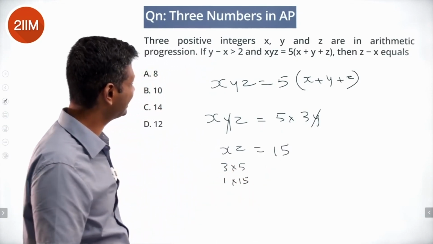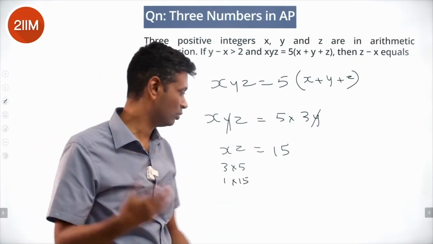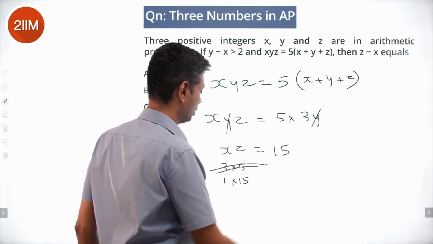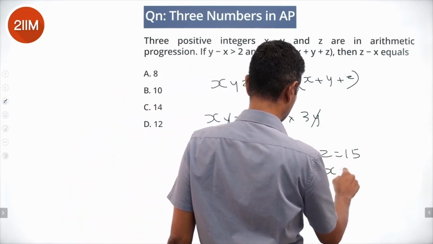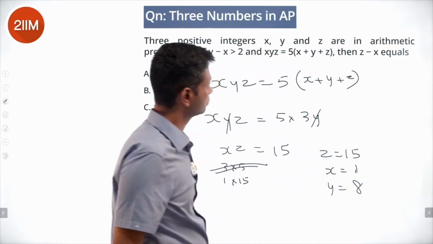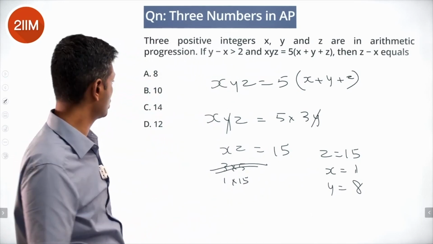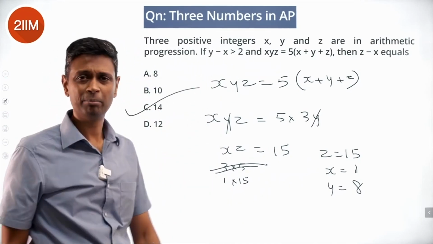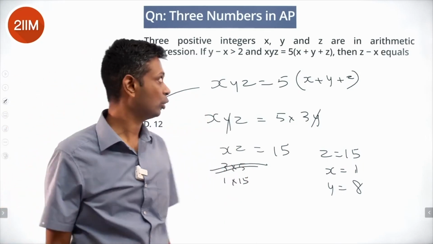We know y minus x is greater than 2. The common difference is more than 2, so z minus x should be more than 4. This is out. Or z is 15, x is 1, y is 8. z minus x is 15 minus 1, which is 14. Yeah. Middle term into 3 is the sum of 3 terms. This is an arithmetic progression.